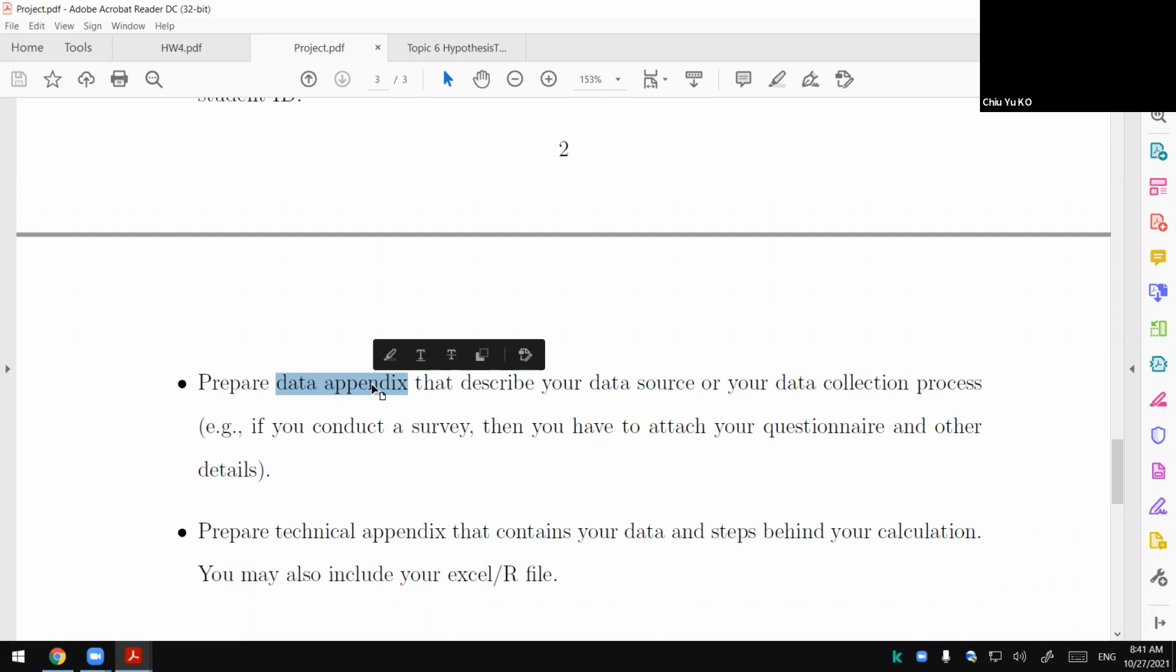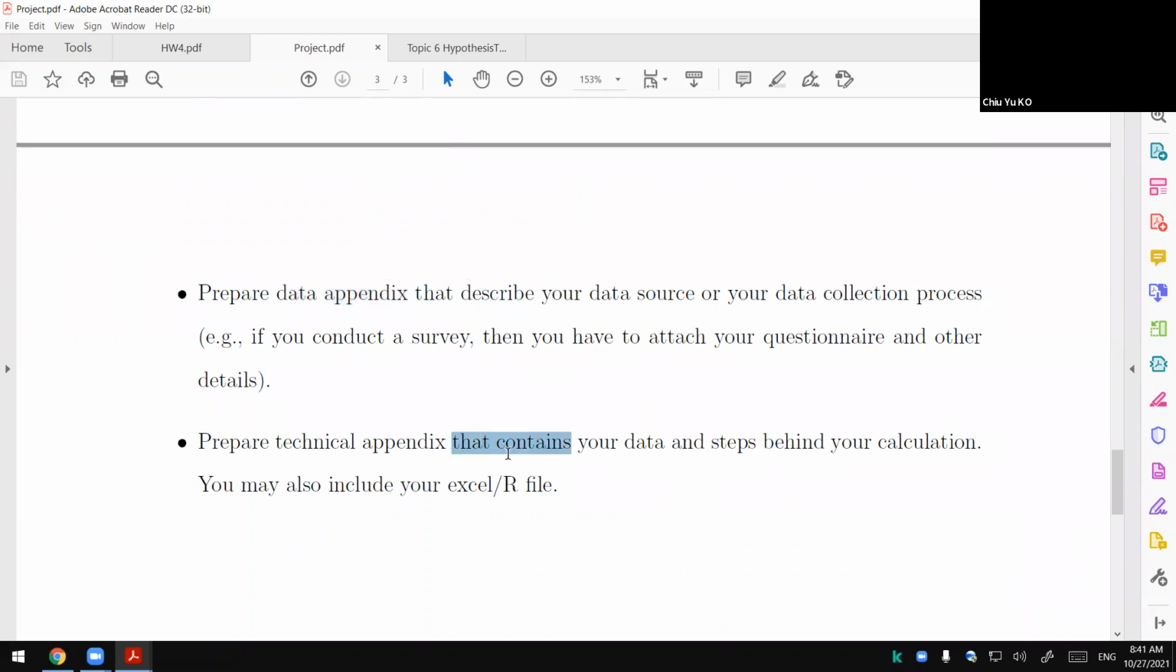And at the end, I want a technical appendix, okay? That tells some steps behind your calculations, okay? And also include your R file if you want to, okay? So it's just a longer assignment, but I want you to do it more professionally. That is the goal of this assignment.